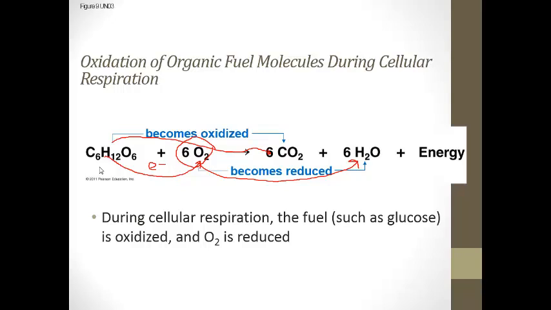As these electrons are pulled away from glucose and ultimately sent to oxygen, energy is going to be released. And that energy released as glucose is systematically getting oxidized is what's going to be used in order to regenerate ATP.